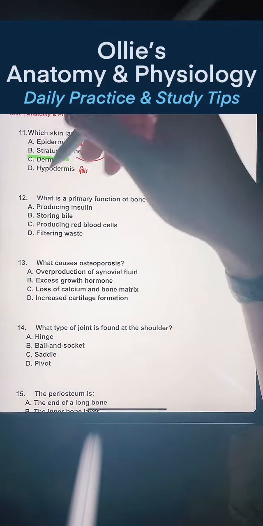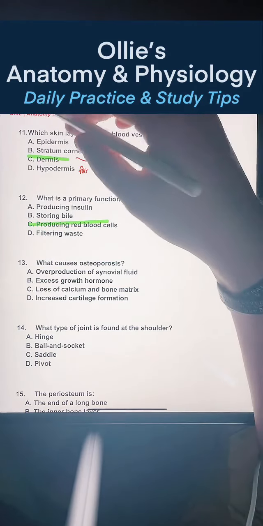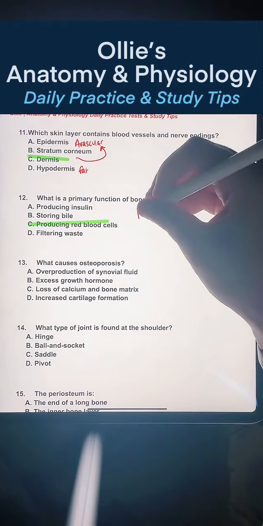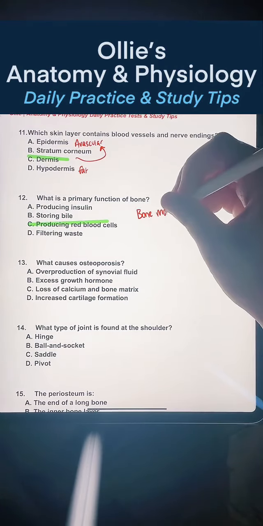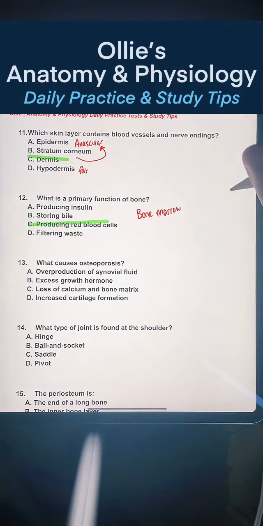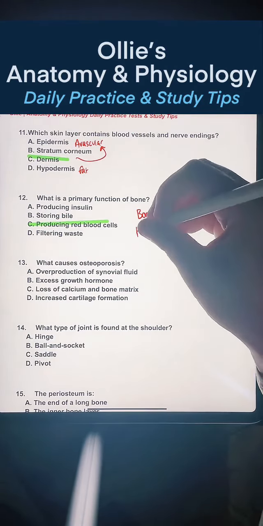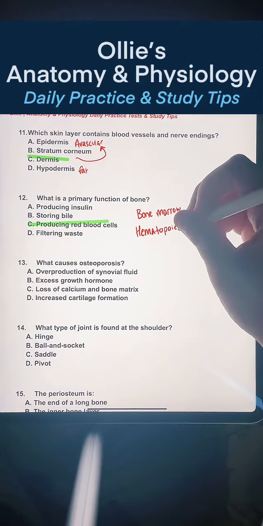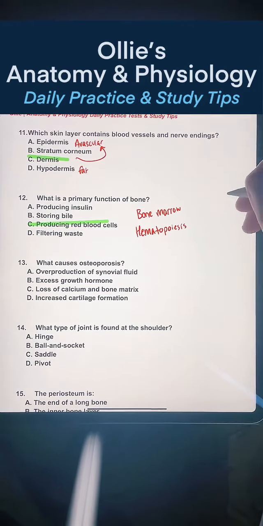The answer is C. It does produce red blood cells. So the bone marrow in long bones, our red marrow, performs hematopoiesis. Did I spell that right? Yes. The red marrow in the long bone produces blood cells through hematopoiesis.